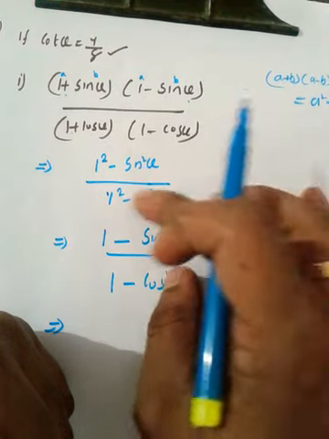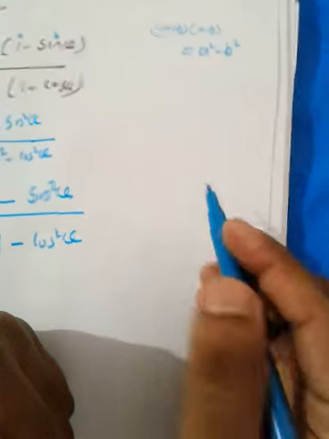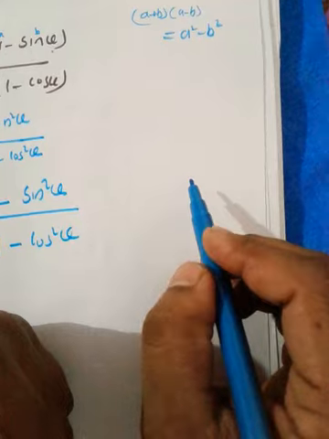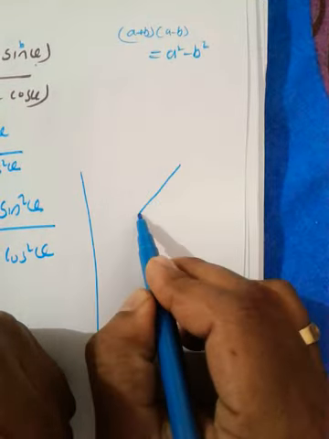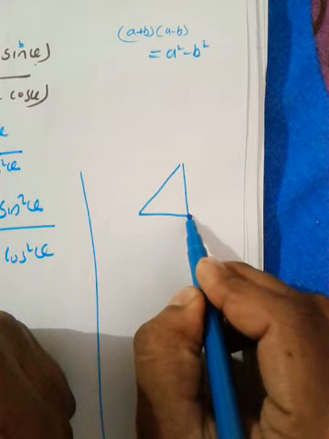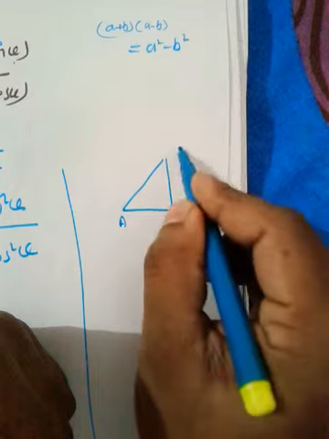Clear? Because in order to calculate this we need sin theta and cos theta, then only we can substitute here. So in order to calculate any trigonometric ratio, the best method is just draw a right triangle and calculate all the three sides. So I am going to draw a right triangle. Okay, let it be some ABC or something like that.